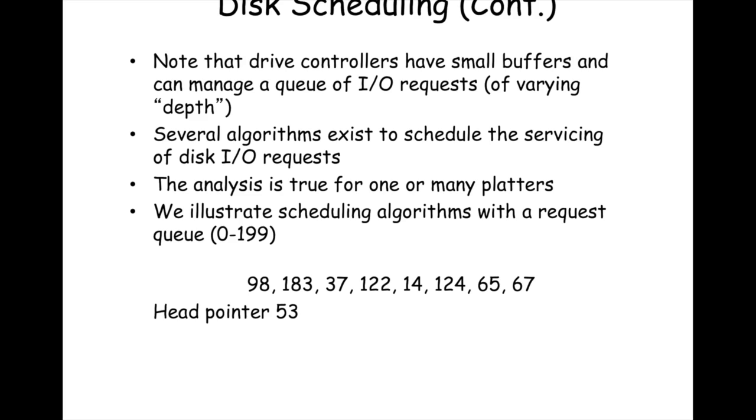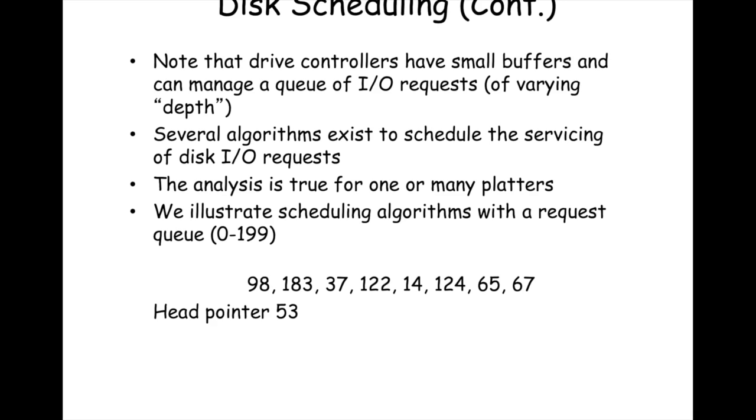You note then the drive controllers also have some buffers, and they can manage a queue of I/O requests of various depths. Some of them can handle a large number of queued up requests, some can handle only a small number. And there are several algorithms that try to schedule the servicing of these disk I/O requests. So you have these requests, they're queued up, and the selection mechanism for which request you're going to take is your disk scheduling algorithm. This analysis is true whether you have one platter or many platters.